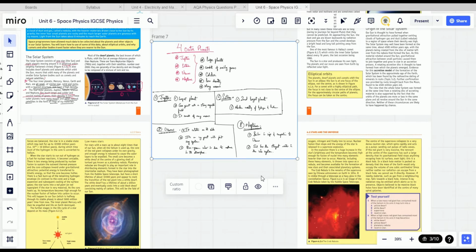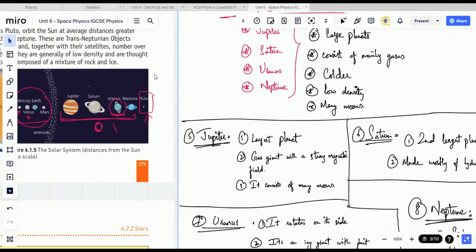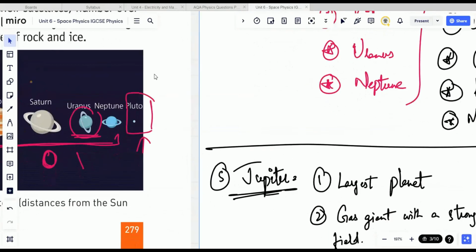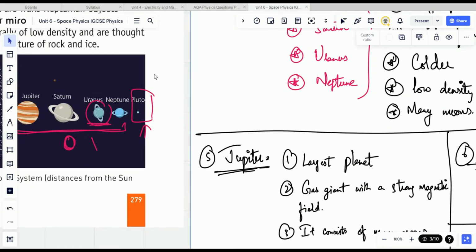Okay, now the last one is left, that is this Pluto over here that you see. This is known as our dwarf planet. It was once considered the ninth planet of the solar system, but now we don't consider it as part of our solar system. So we only talk about the 8 planets whenever we talk about how many planets we have in our solar system.